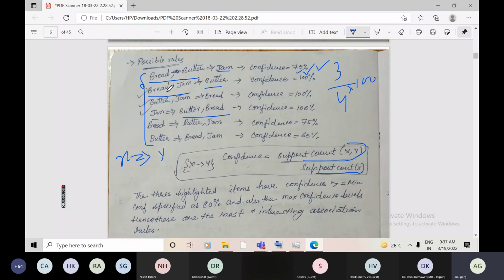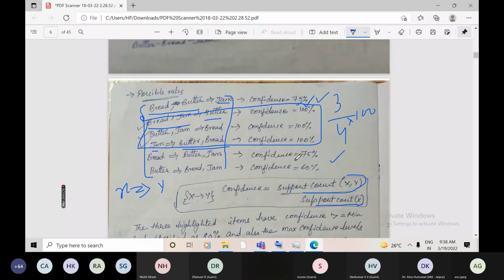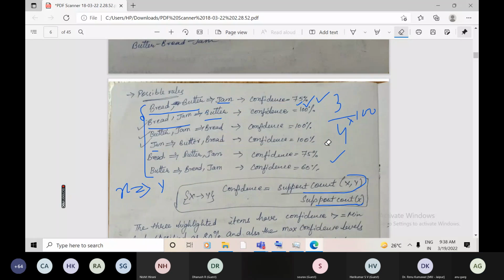Okay. Similarly, you find the confidence value for all your rules that you have written, and they have given us that the minimum confidence they specified is 80%. So you need to consider all those rules where your confidence is more than 80%, and then you need to mark them as most interesting association rules. Any doubt in this one?